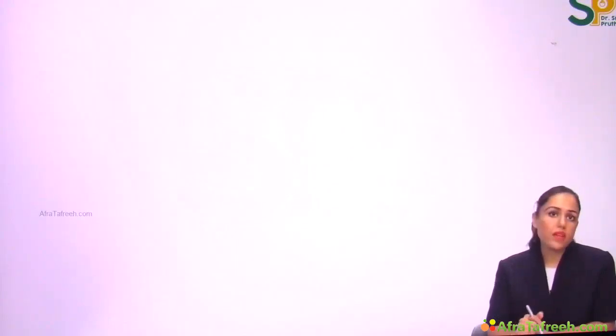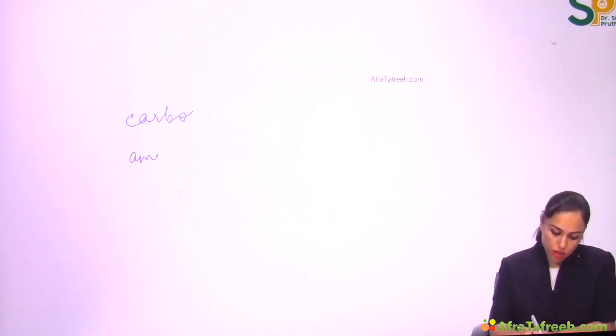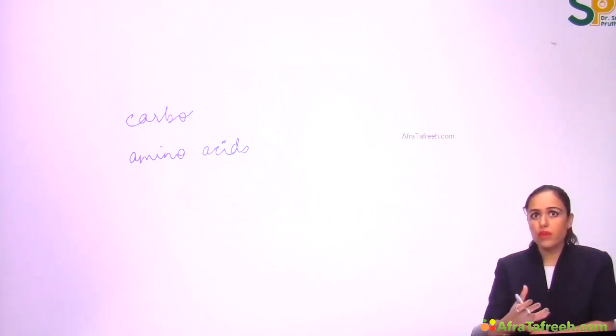So enantiomers are capital D and capital L. Now tell me, for carbohydrates, which form is abundant, D or L? And they can also ask you for amino acids, which form is abundant, D or L? You know this, no? For carbohydrates, it is always the D form which is abundant. For amino acids, it is always the L form which is abundant.